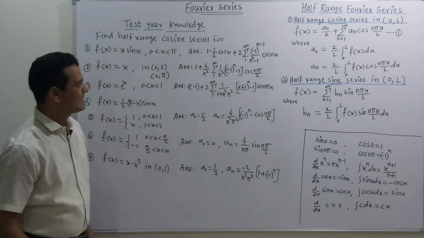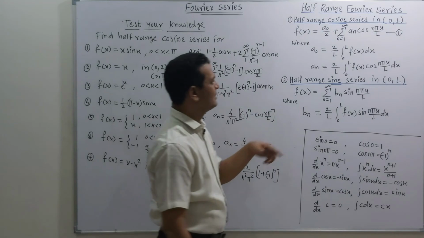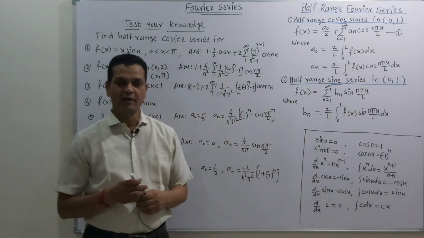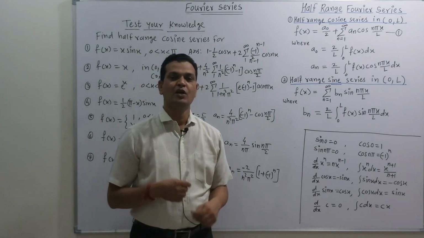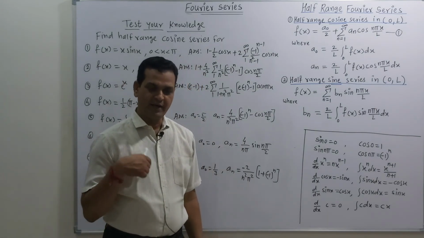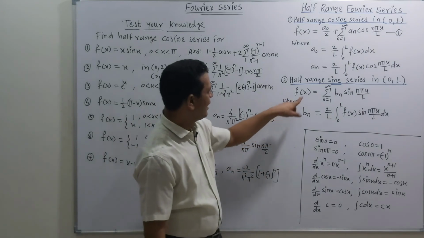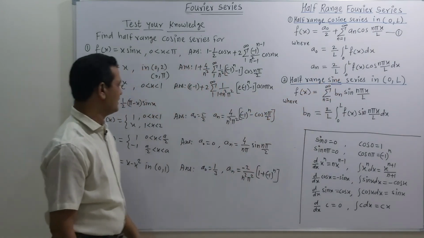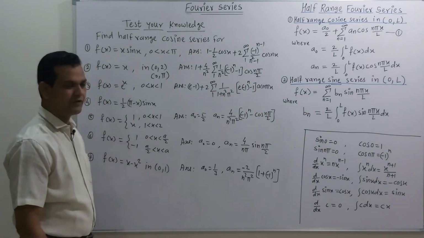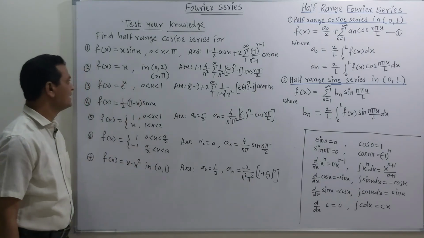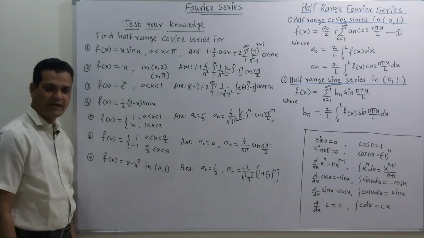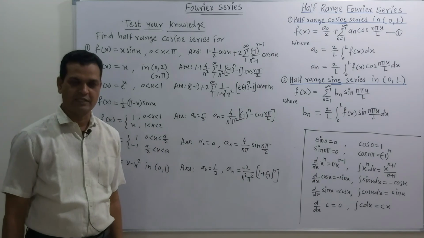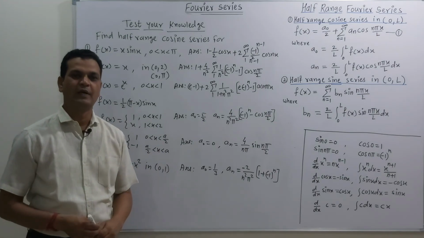For this half range cosine series, the interval is 0 to L. In this video lecture, friends, we learned how to find the half range cosine series. In our next video lecture, we will learn how to find the value of the half range sine series. My request to all of you is to please solve all these 7 examples as practice, then you will get an idea about this half range cosine series. This concept is very important from the exam point of view.